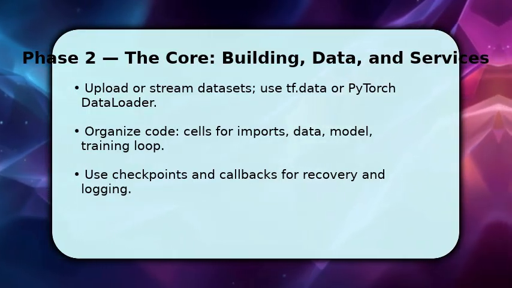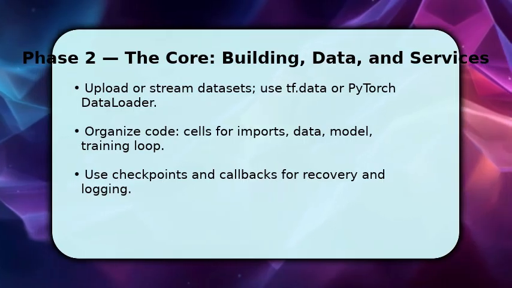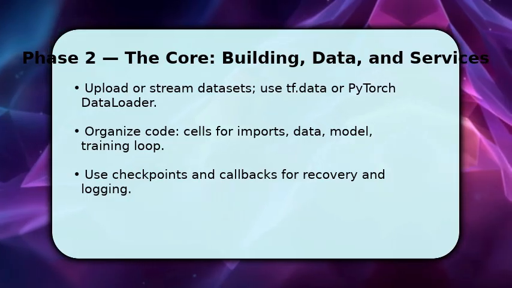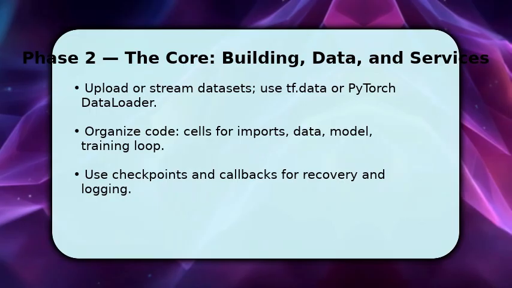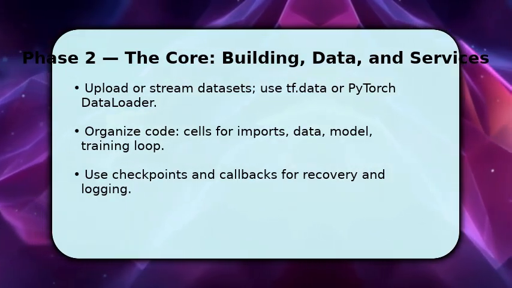Use tf.data or PyTorch DataLoader for efficient batching and augmentation. This reduces I/O bottlenecks. Start training with a small experiment to confirm shapes and loss behavior, then scale up. Make sure to save periodic checkpoints and enable TensorBoard or logging.